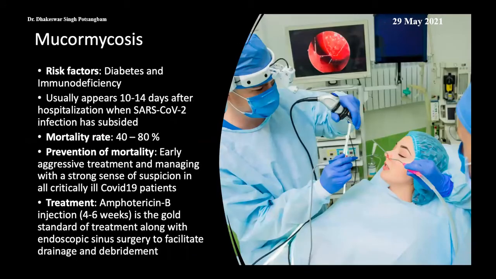Now the risk factors are diabetes and immunodeficiency, and these two things occur in the COVID pandemic, especially in those patients whose immunity or immune status is overwhelmed by this disease. This usually appears 10 to 14 days after hospitalization when SARS-CoV-2 infection has subsided, and the mortality rate is very high, about 40 to 80%. So the best way is to prevent by early aggressive treatment and managing with a strong sense of suspicion in all critically ill COVID-19 patients.